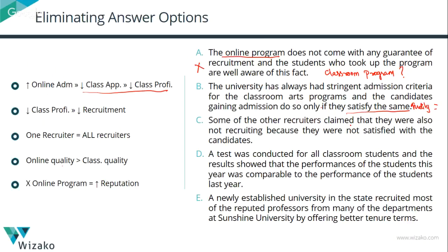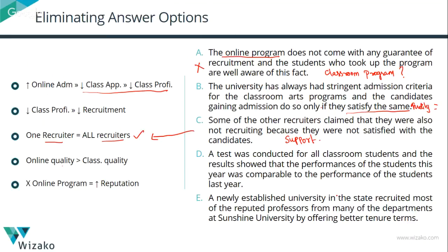Some of the other recruiters claim that they were also not recruiting because they were not satisfied with the candidates. Now, one of the assumptions made in the argument is that the opinion of one recruiter is true for all recruiters. Now, C is saying, yes, other recruiters are also thinking that the proficiency of the candidates is coming down. So what is C doing? It is validating this. It is increasing the likelihood that, yes, people aren't recruiting, and it's not just that one fellow because of the proficiency.